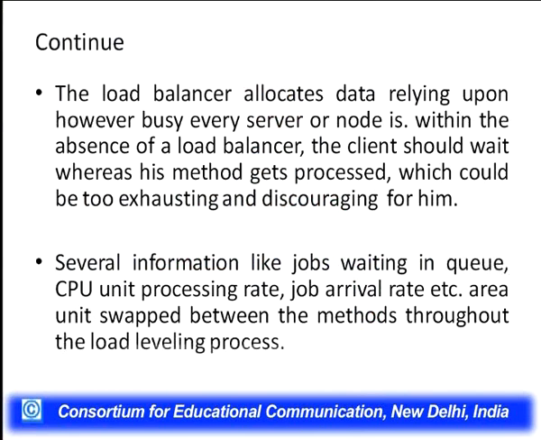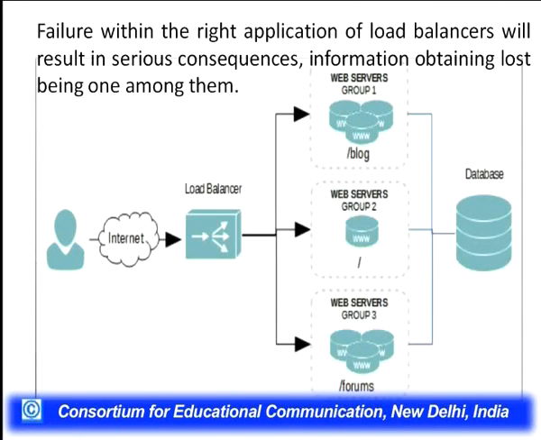Several pieces of information like jobs waiting in queue, CPU processing rate, job arrival rate, etc., are swapped between the processes throughout the load leveling process. So if there is a failure in the right application of load balancers, it can result in serious consequences, data loss being one among them.